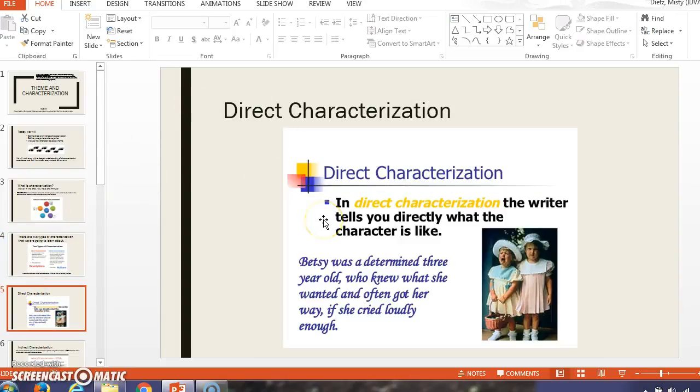In direct characterization, the writer tells you directly what the character is like. And here's an example. It says, Betsy was a determined 3-year-old who knew what she wanted and often got her way if she cried loudly enough. So here the narrator is telling us that Betsy always gets her way, especially if she cries loud enough. She's very determined, and she's 3 years old. So we learn all of that directly from the text because it's directly stated.